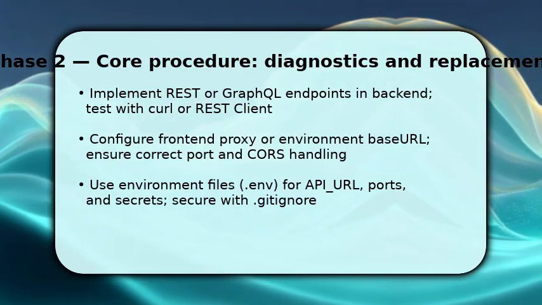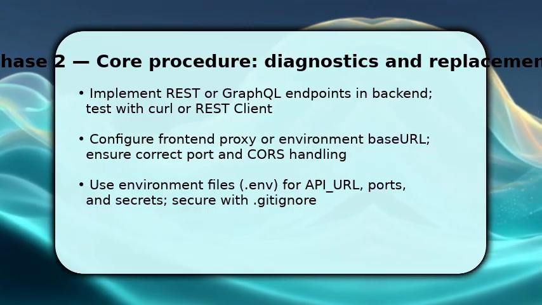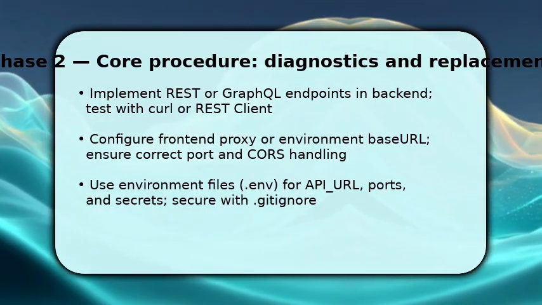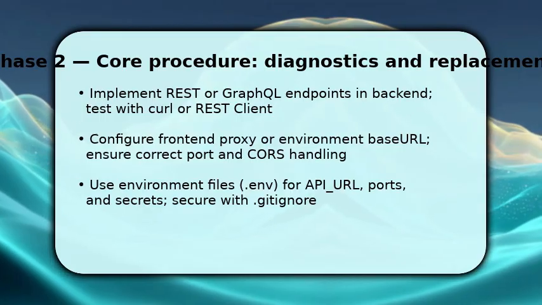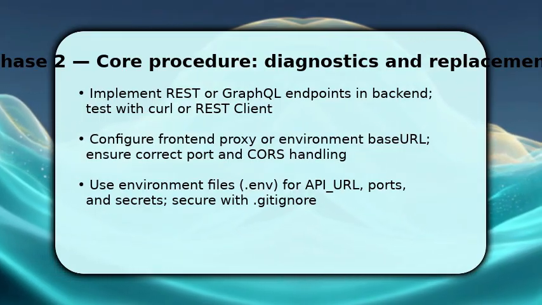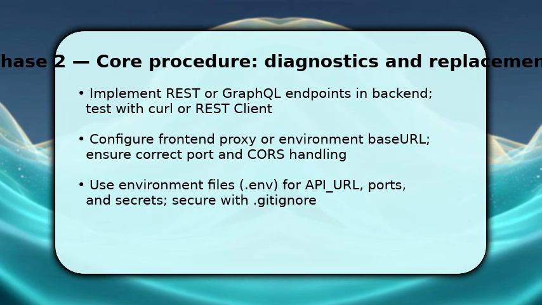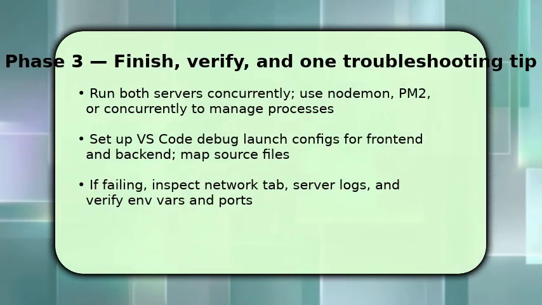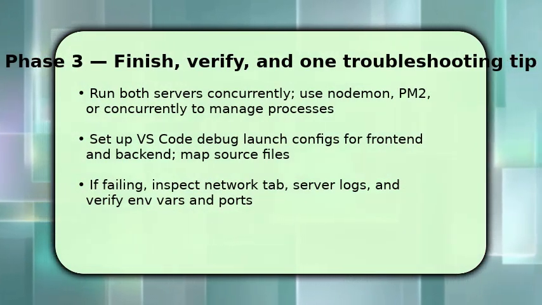Once done, test responses with the REST client inside VS Code and adjust headers. Make sure to keep secrets out of source control by using .env and .gitignore for sensitive values. You finish by running both services and verifying full flows from UI to database.